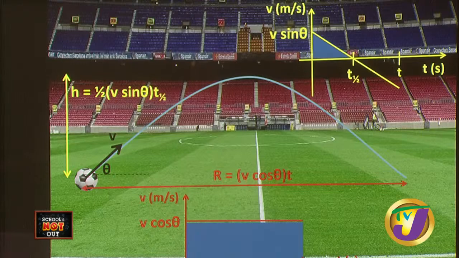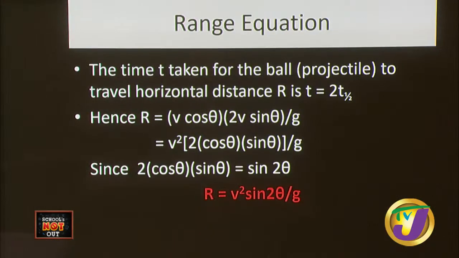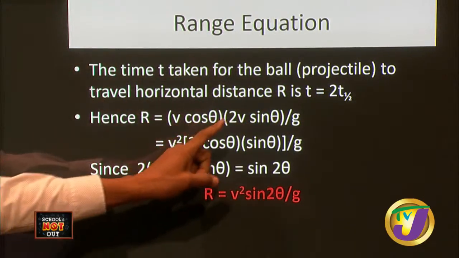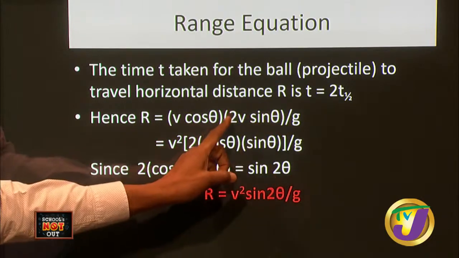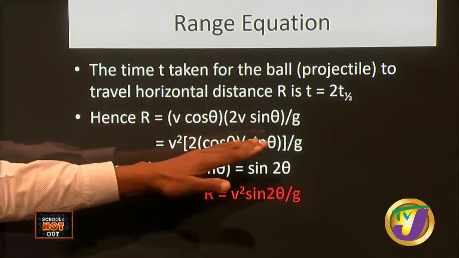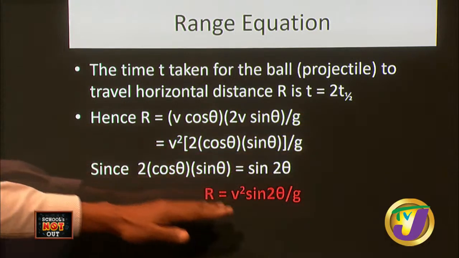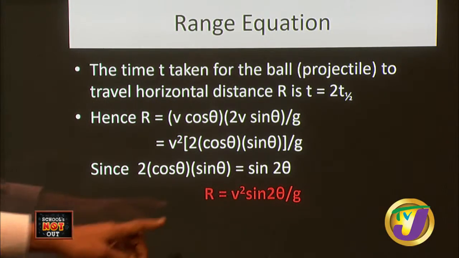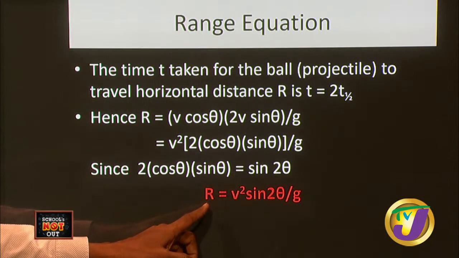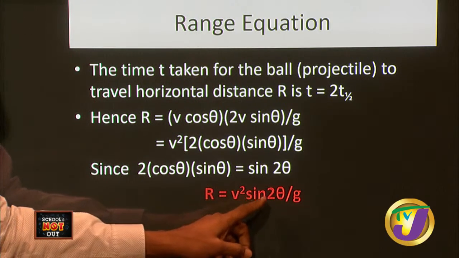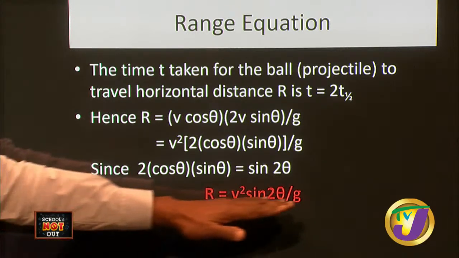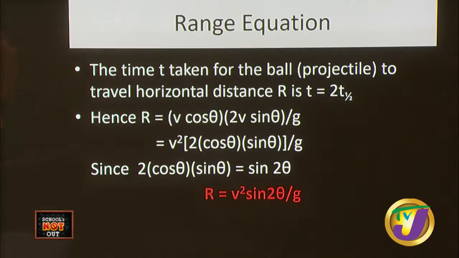And so if we go back these 2 slides here, remember t is 2 times t half, and t half we said was v sine theta over g. So we multiply that by 2, and then we make the substitution for t, and we end up with this other significant equation for the horizontal distance travelled, which is v squared sine 2 theta over g. So we have those two equations that would be derived using the velocity time graphs.